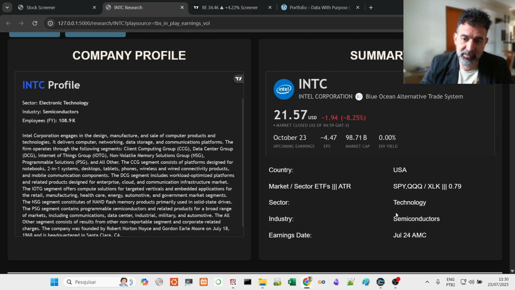And I added some information here, like what country it is from, the market and sector and ETF of the stock. So in this case, Intel is related to SPY and the QQQ, and also to the technology ETF sector. It usually moves like 0.79 cents. Its current ATR, which sector and which industry.